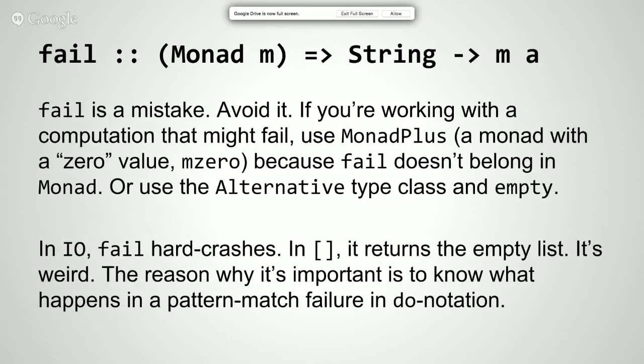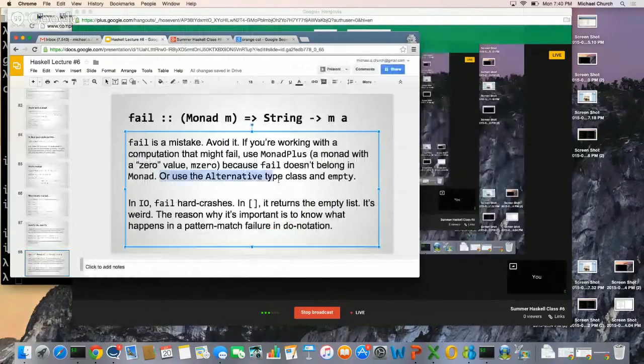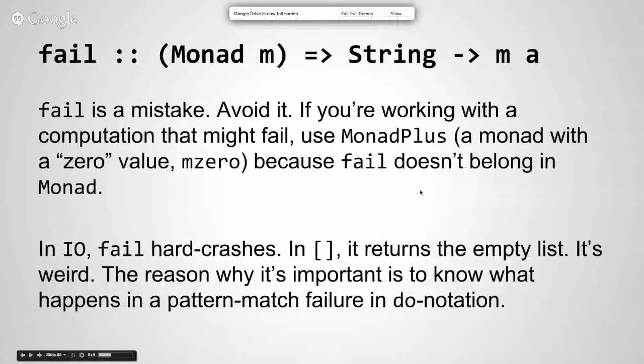Fail. Fail is a mistake. If you're working with a computation that might fail, I have it saying use monad plus or the alternative type class, but actually monad plus is a monad with alternative. So let me just take that out. Monad plus is a monad that has some definition of failing. Some monads don't. In I/O, fail hard crashes. But in the list monad, it returns the empty list. And it's kind of weird.